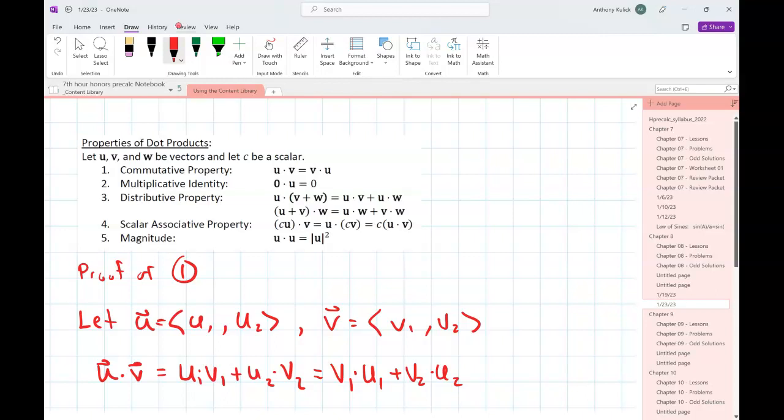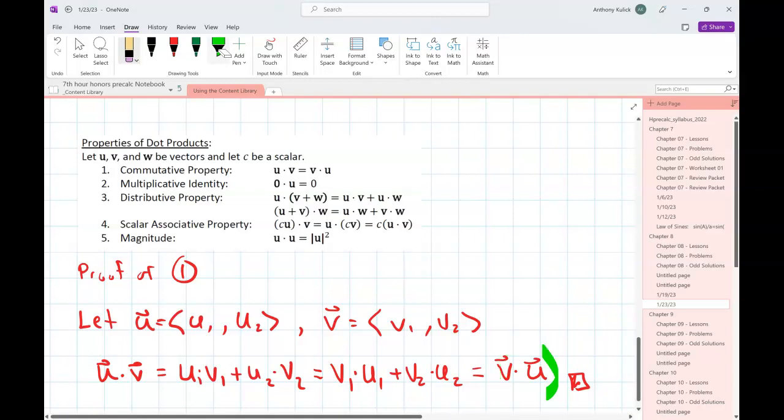If I then use the definition of the dot product again, we'll notice that the v's are in front now. So that dot product would have been v dot u. And hey, look at that. It's exactly what I wanted, right? Was u dot v equal to v dot u? Oh, we're done.